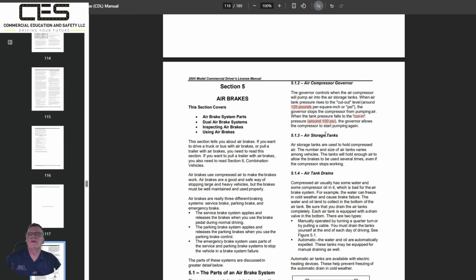The tanks will hold enough air to allow the brakes to be used several times, even if the compressor stops working. So you'll have, again, maximum 125, because that's where it cuts out at, based on what your manual is saying here. It's different in reality, but this is what they're looking for on the test. And once you use that air pressure and it falls below 100 or less, the compressor starts building again.